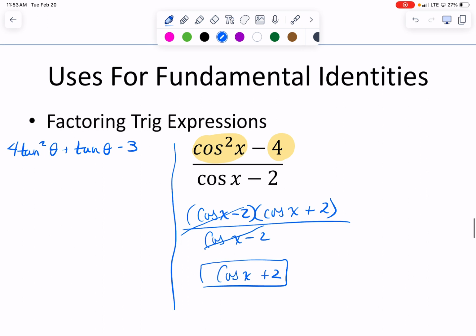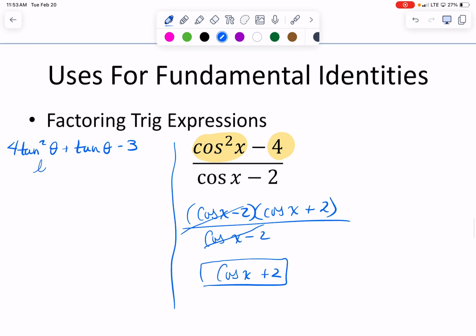What if we had 4 tangent squared theta plus tangent theta minus 3? How would that factor out? Here's a technique you can use if you can't see it. We're going to let u equal tangent of theta. Then this becomes 4u squared plus u minus 3. You might try to make u and then just stop and let it be.